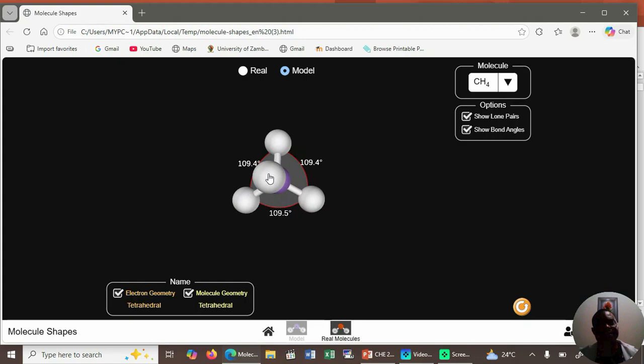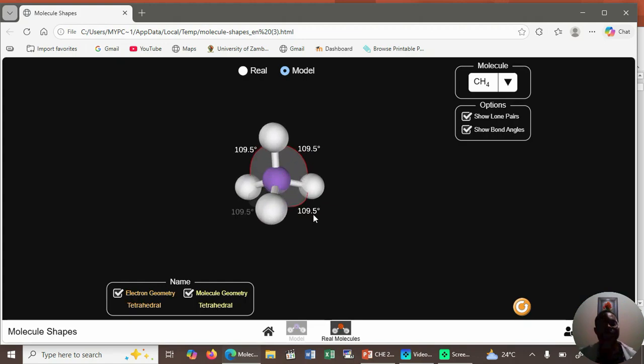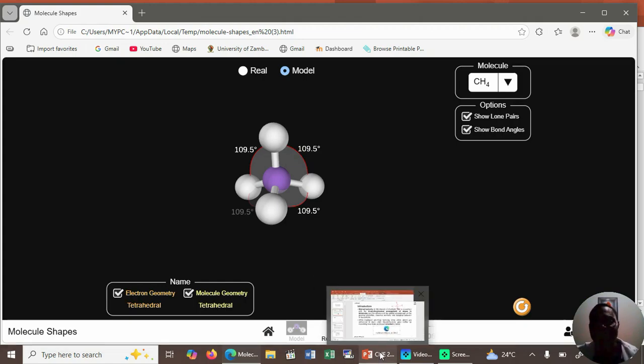So typically stereochemistry looks at the 3D arrangement of atoms in a molecule. We want to check how these are arranged in space like we have seen in this model. Okay, now let's get back to our lesson.